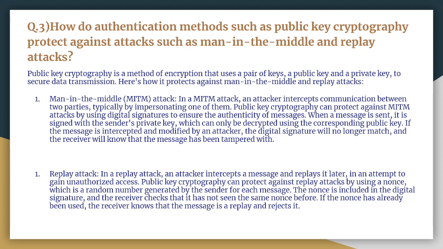Next, replay attack. In a replay attack, an attacker intercepts a message and replays it later. It is an attempt to gain unauthorized access. Public key cryptography can protect against replay attacks by using nonces, which are random numbers generated by a sender for each message. The nonce is included in the digital signature and the receiver checks that it has not seen the same nonce before. If a nonce has already been used, the receiver knows the message is a replay and rejects it.